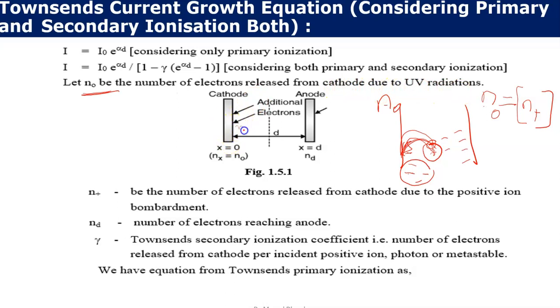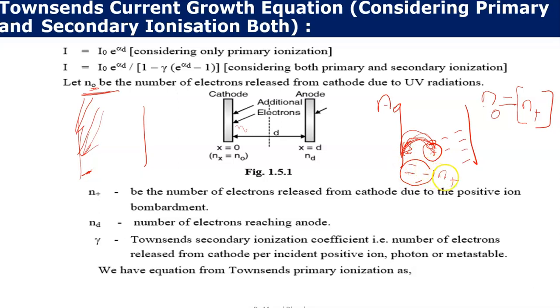As usual, N0 is the number of electrons released from the cathode due to ultraviolet radiation. I am always starting with this initiating electron, which is due to ultraviolet radiation or illumination. So this N0 we are assuming as the initial. Now let N plus be the number of electrons released from the cathode due to positive ion bombardment. Already I explained that positive ions will have an impact on this. These are secondary electrons, N plus.